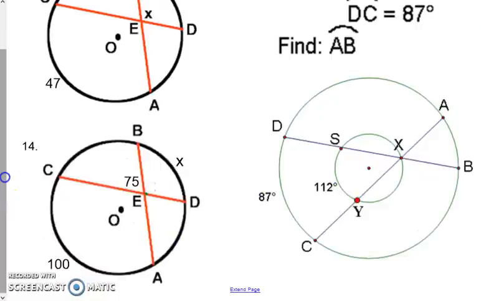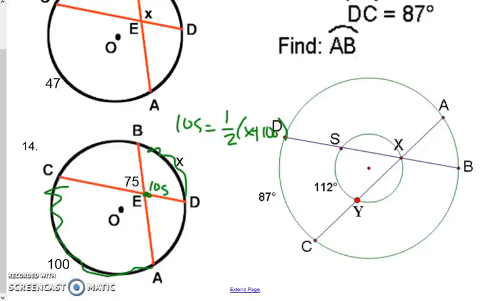So if we look down at 14, this angle is 105 since they're supplementary. Our vertex is inside the circle, so it's going to be half the sum. So 105 is going to equal 1/2 of the sum of the two arcs, because remember these are our two arcs. Solve that, we get x is a 110-degree arc.